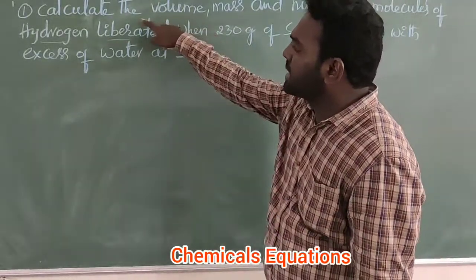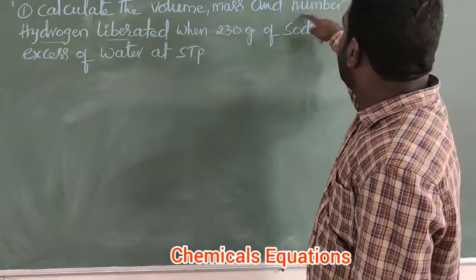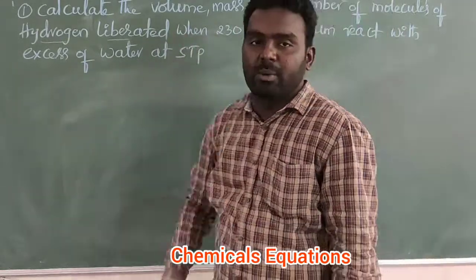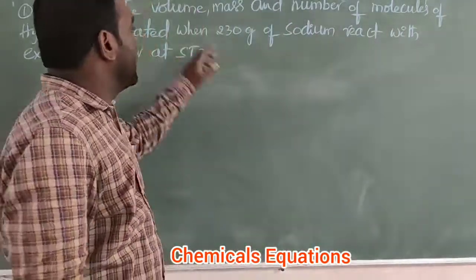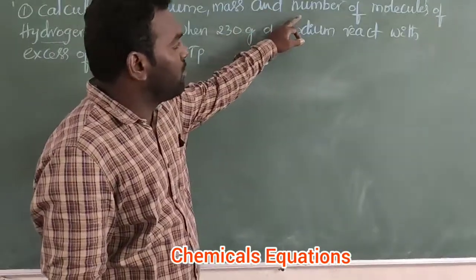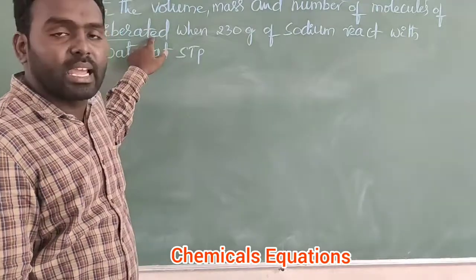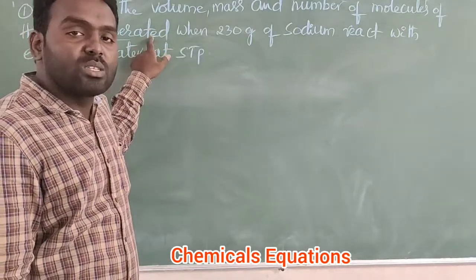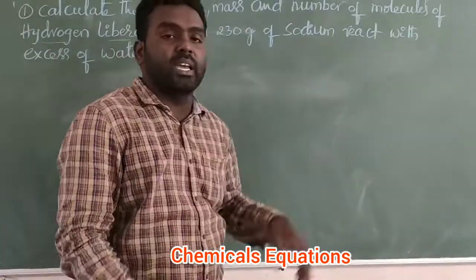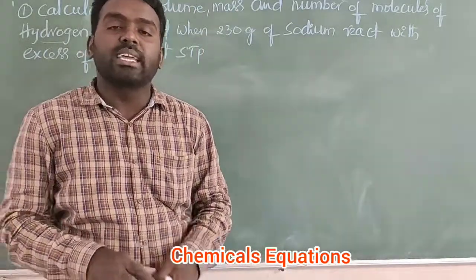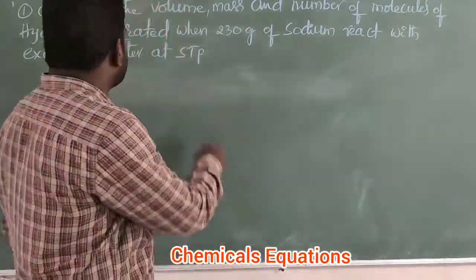See the first question: calculate the volume, mass and the number of molecules of hydrogen liberated. Calculate means we will calculate the volume, mass and the number of molecules of hydrogen liberated. Hydrogen liberated means here we are calculating the hydrogen, liberated when 230 grams of sodium react with excess of water.